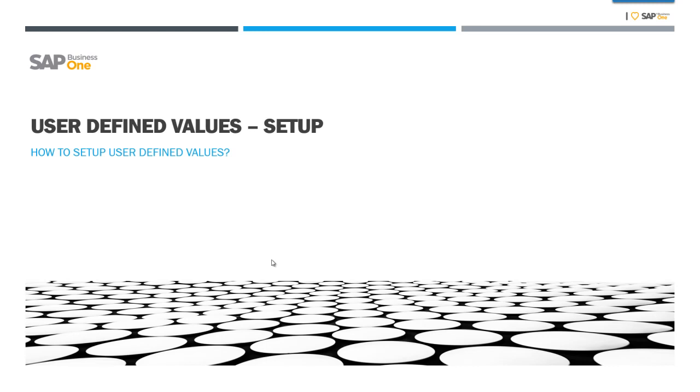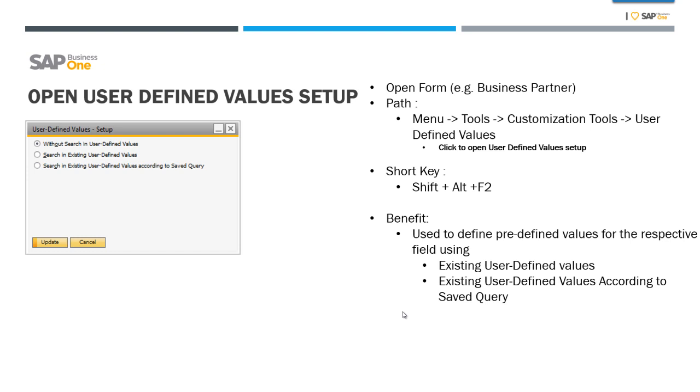Hello everyone. In today's session we are going to see how to define user defined values in SAP Business One for the form fields. The user defined value setup window is opened from the menu Tools, Customization Tools, User Defined Values, or we can use the shortcut key Shift+Alt+F2.